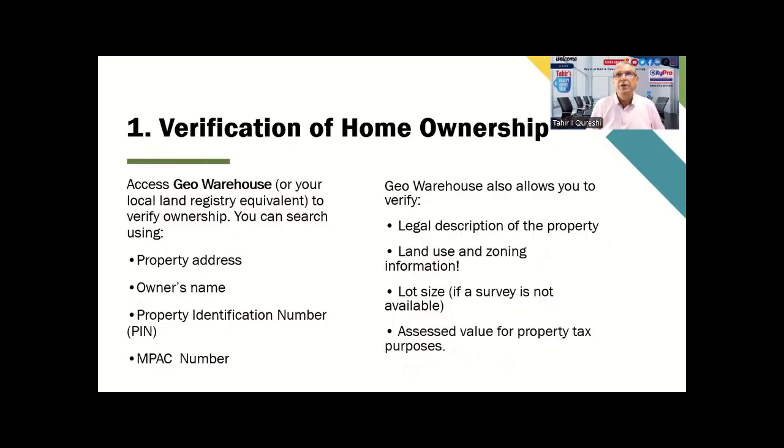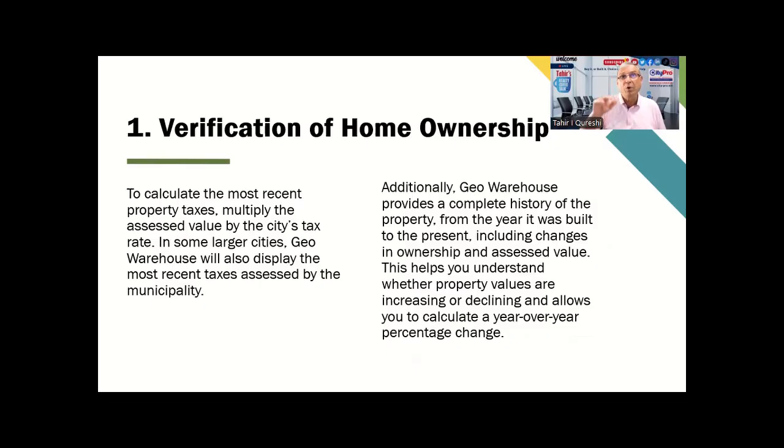Assessed value for property tax. Sometimes the property information is not correctly entered on MLS data, so there will be an assessed value available in GeoWarehouse done by MPAC. This is important for you to have because you're trying to verify the information about the home ownership and the characteristics of the property. To calculate the most recent property taxes, multiply the assessed value by the city tax rate. So there are two things that will happen. Either you get a notification from the city, or you go to GeoWarehouse, take the assessed value, go to the city, get the tax factor, and multiply that to come up with the taxes.